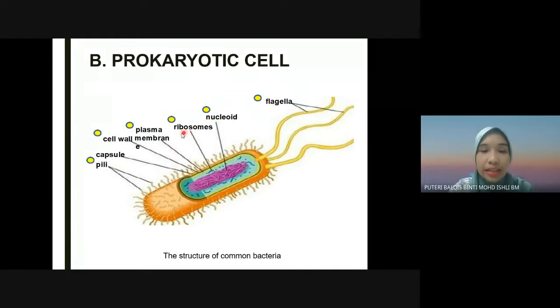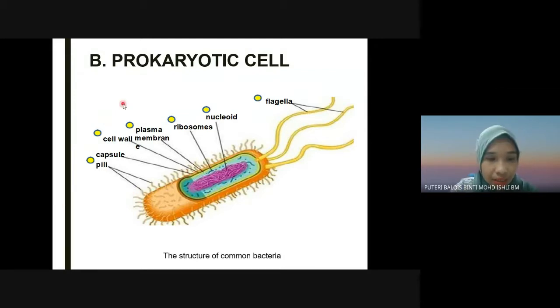And then it has ribosome. The ribosome for prokaryotic cell is smaller than in eukaryotic cell. Then it has plasma membrane, the cell wall, the capsule, and the pili. The function of pili is for DNA conjugation, and also for attachment to host. Maksudnya kalau bakteria ni nak connect dengan another bacteria, dia akan connect melalui pili.